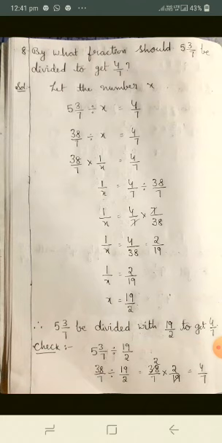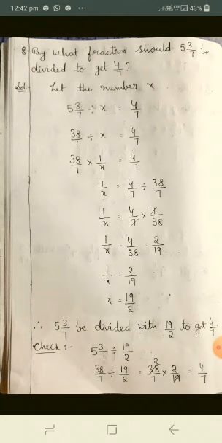5 and 3 by 7 divided by x equals 4 by 7. 38 by 7 divided by x equals 4 by 7. 38 by 7 keep as it is. Divide will become multiply, and x will be its reciprocal, 1 by x, equals 4 by 7. 1 by x keep as it is, 4 by 7 keep as it is. Here 38 by 7 is multiplying. If you send it to the right side, it will become division.